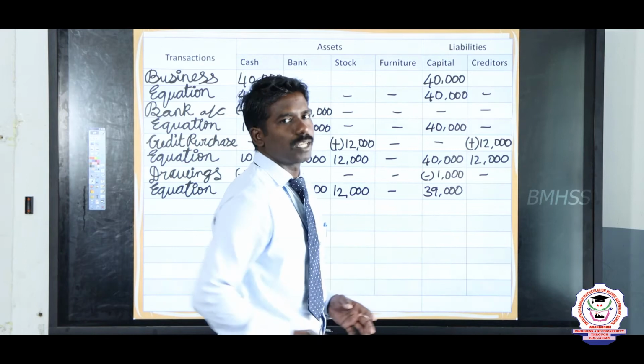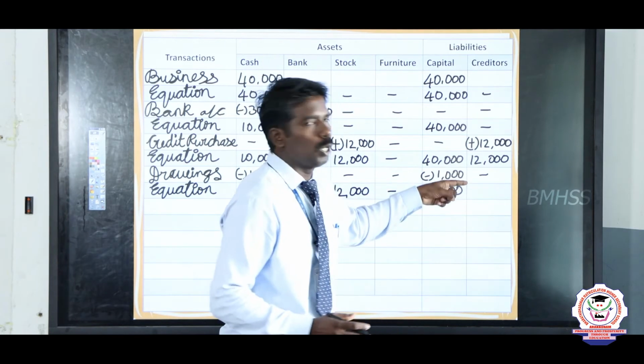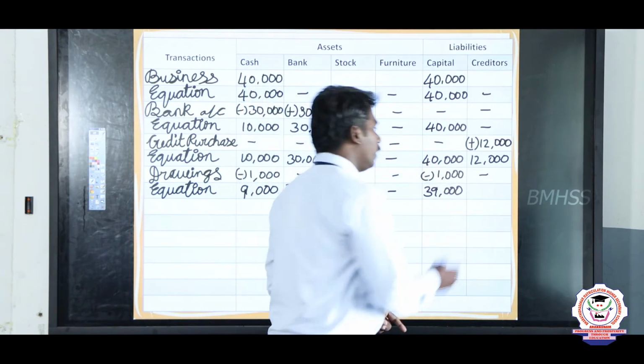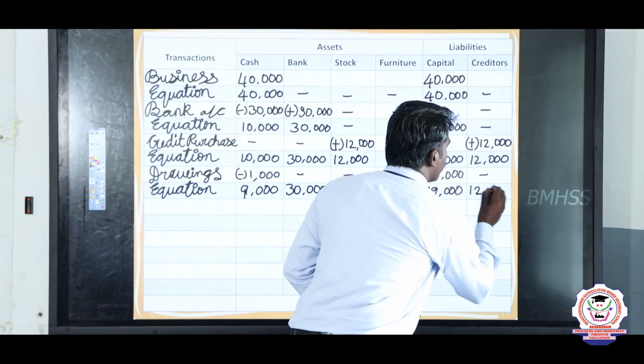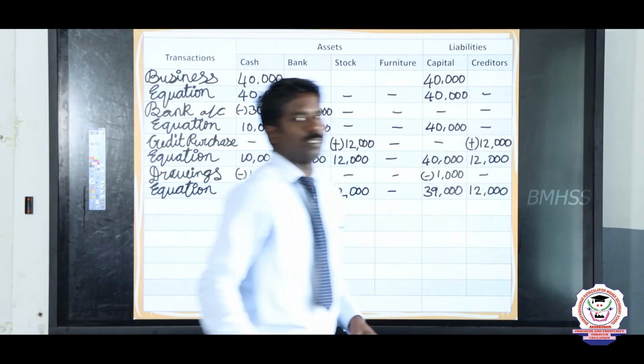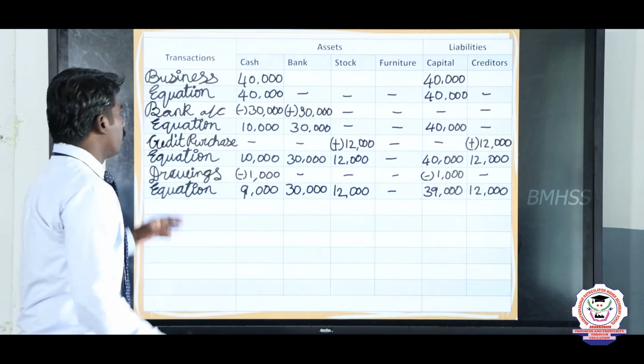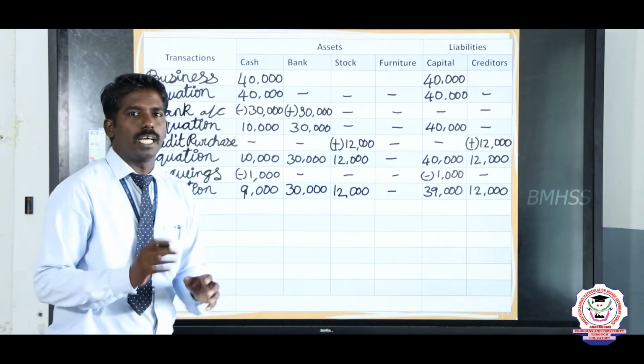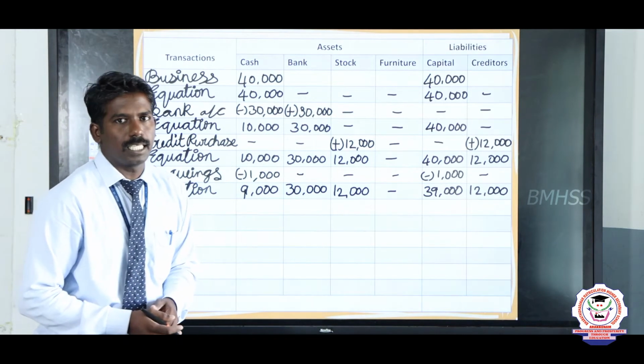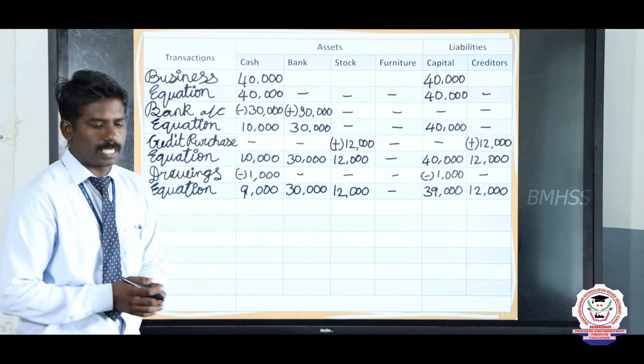And move on to the creditors column. The creditors column shows only 12,000 rupees. So write 12,000 rupees in the creditors column. With that we equate transaction 4. Then move on to the fifth transaction. See the fifth transaction.